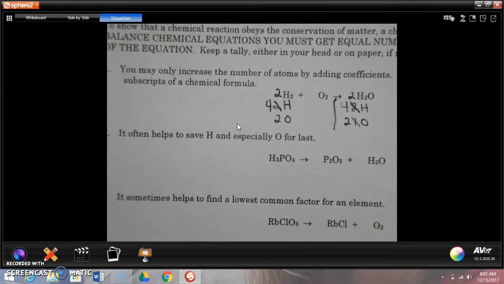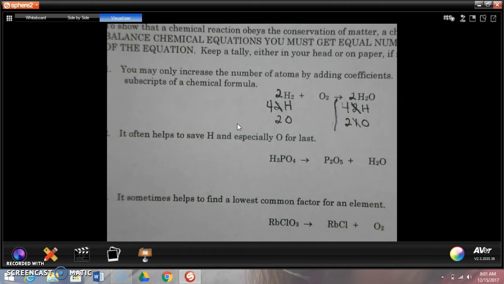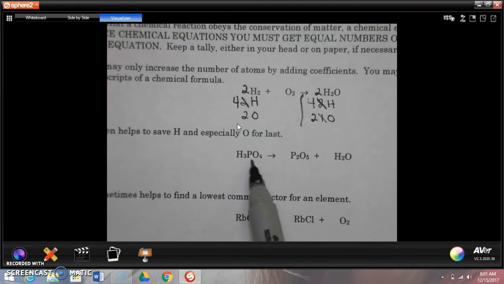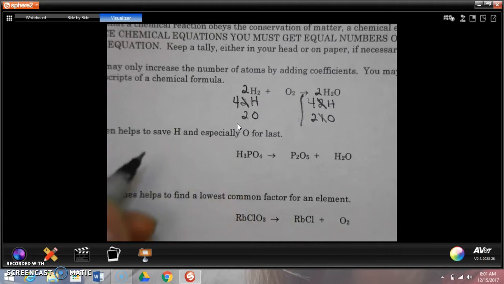So this next rule, it's often helpful to save hydrogens and especially oxygens for last. Because if you look at equations, a lot of times you see oxygens everywhere. So take a look. I've got oxygen, oxygen, oxygen in all of the molecules. If I save those for the end, I'm going to be able to balance better or more easily.